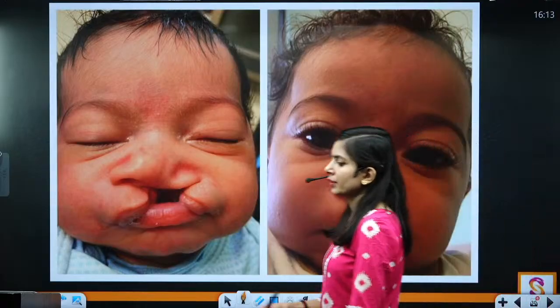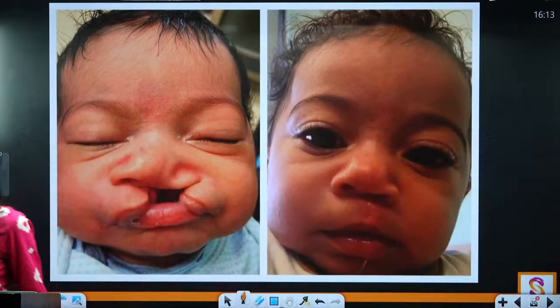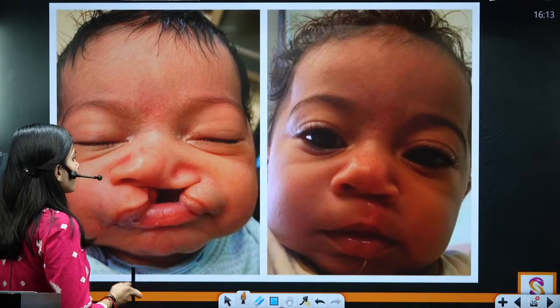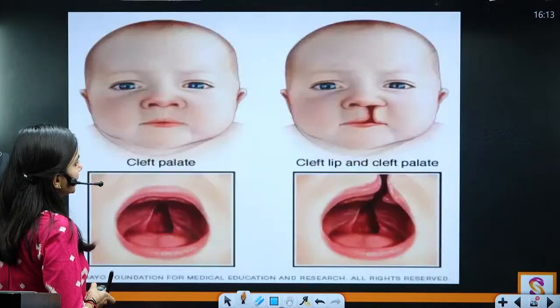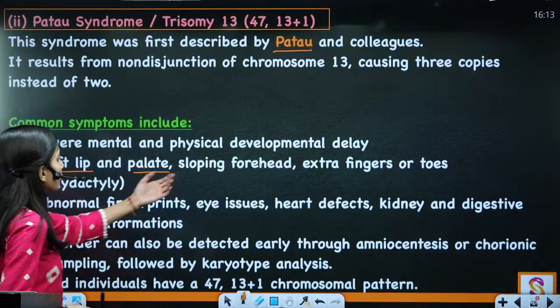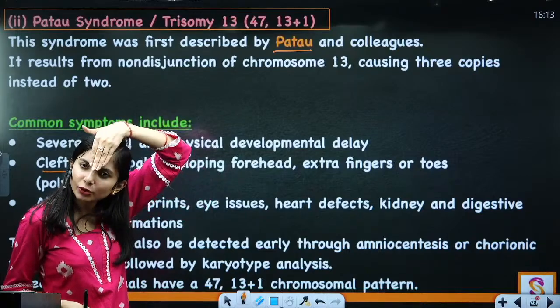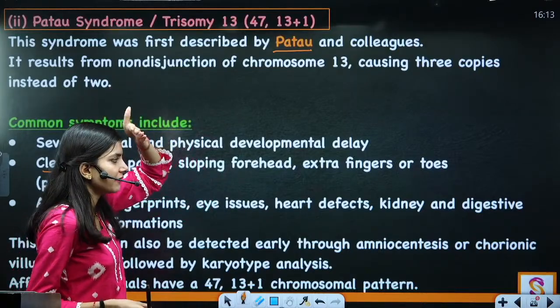Okay, if no, then why? Very good. It's autosomal anomaly. Very good. Okay, so this is one of the parts. Another is, you may have a sloping forehead. So your forehead is not going to be flat, it's going to have a slope.